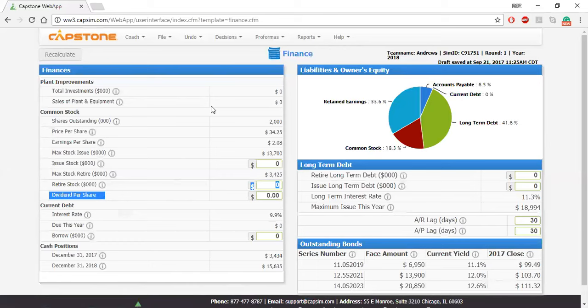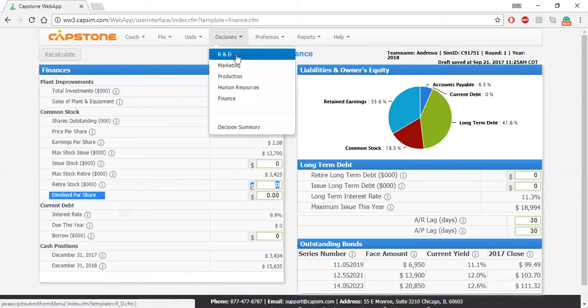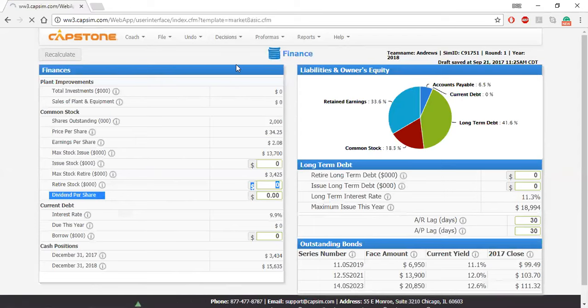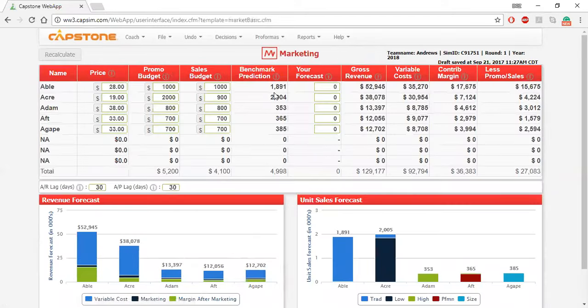Well, I'm not going to make $1 million next year, unfortunately. So I'm going to run out of money very fast. I'll probably find myself in bankruptcy. The same holds true when you're developing forecasts within the simulation. You need to base it on reality, how many you actually can sell. So if I put, let's say, 4 million units forecasted for my ABLE product, I'm going to recalculate. Keep your eye on the right-hand column.